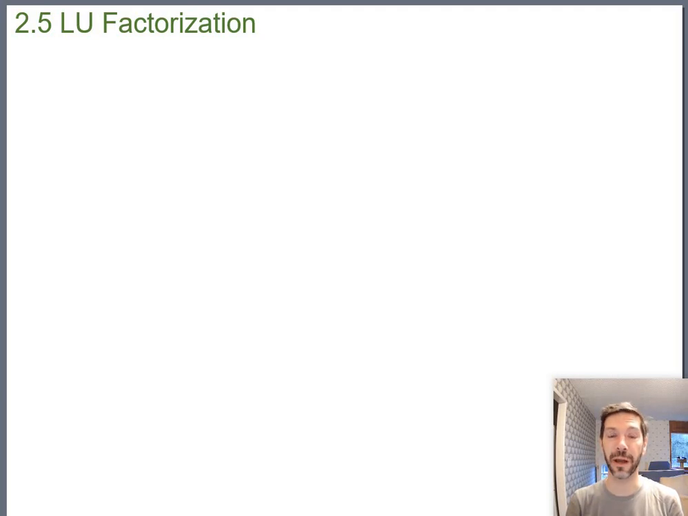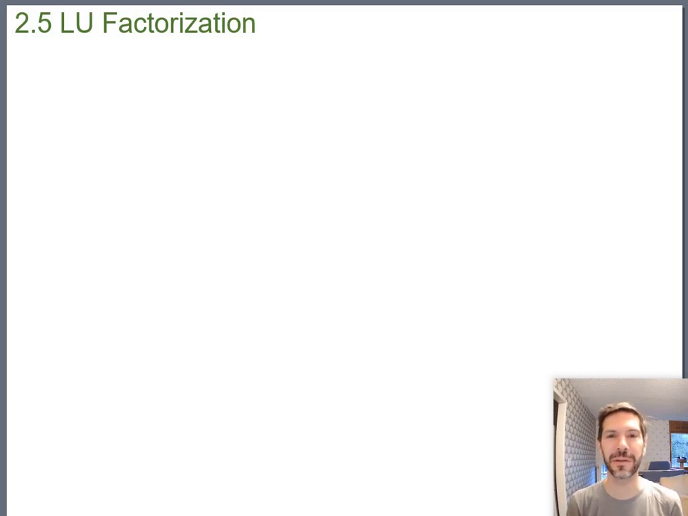Welcome to section 2.5. This is about LU factorization. And this is the first time we've seen a matrix factorization. I'll have to tell you I have some mixed feelings about this section. Factoring matrices is a super important idea. This particular factorization is mostly useful for people writing programs. So unless you are coding, you're probably not going to end up using LU factorization a whole lot. However, it's a great way to get introduced to the idea of factoring matrices. So keep that in mind as we go forward.